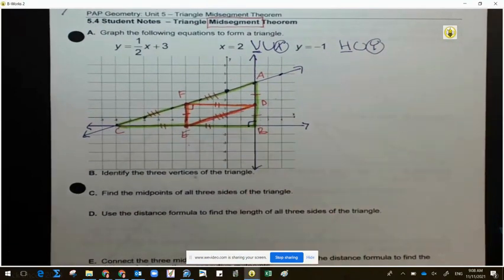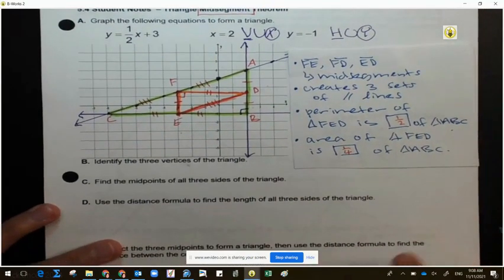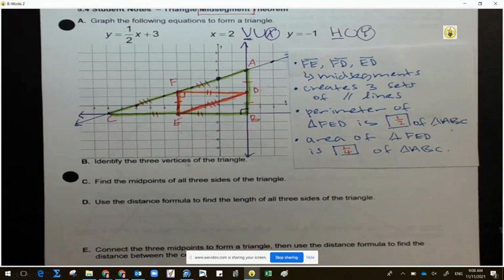So here's our summary on this. I just explained it, but I want you to write out the following. So we know FE, FD, and ED are called the midsegments. And we'll reiterate the vocabulary on the bottom pretty soon. And it creates 3 sets of parallel lines. And we have 2 unique features about the perimeter and the area. So write them down.